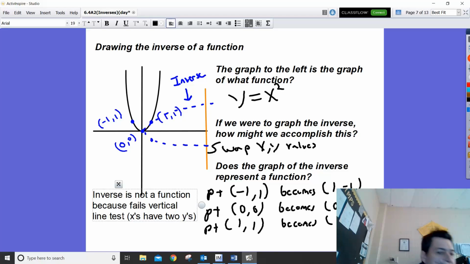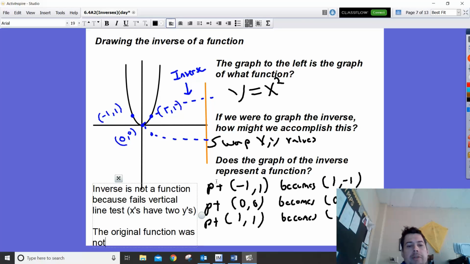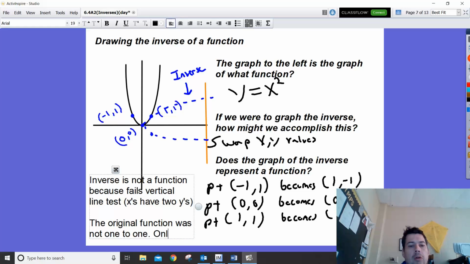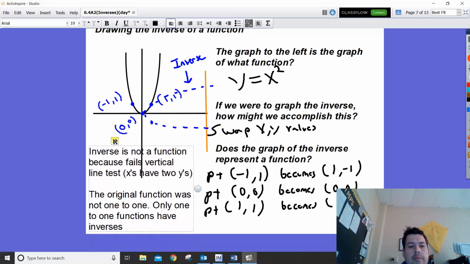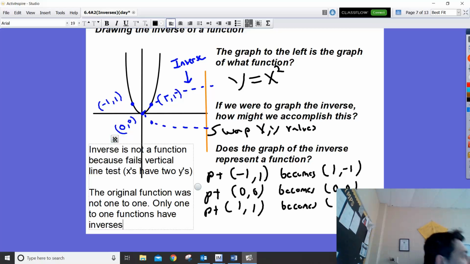There's more to this. The original function was not 1-to-1. Only 1-to-1 functions have inverses. They're the only ones that do.